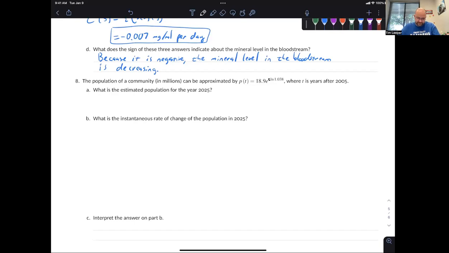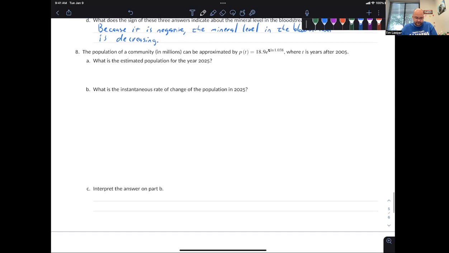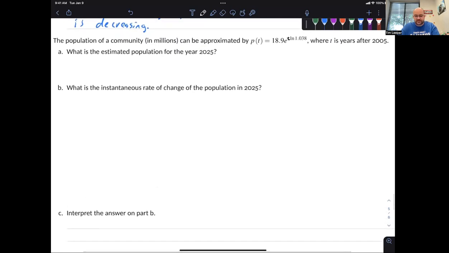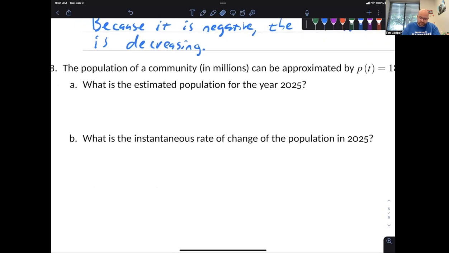Hello, everyone. In this video, we're going to look at question 8. It says, the population of a community in millions can be approximated by P of t equals 18.9 e to the t times the natural log of 1.038, where t is years after 2005. What is the estimated population for the year 2025? So notice that we just want to know what's the population.